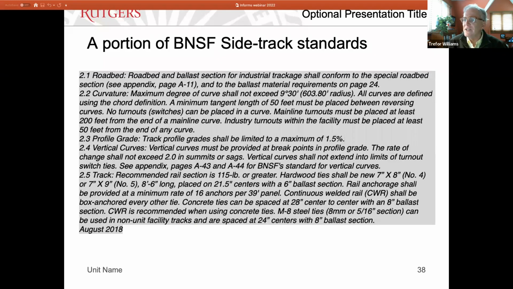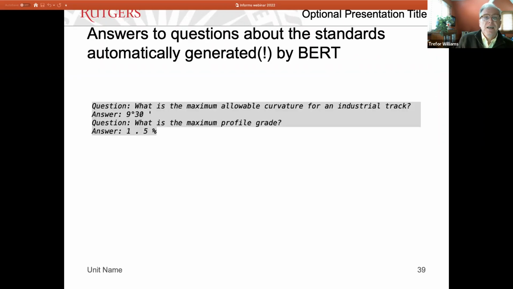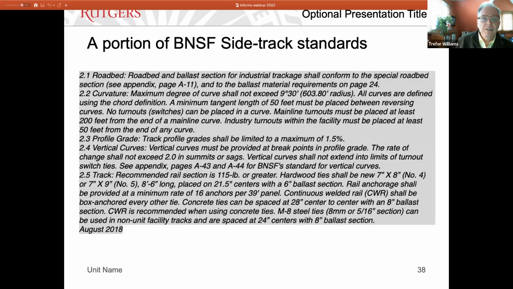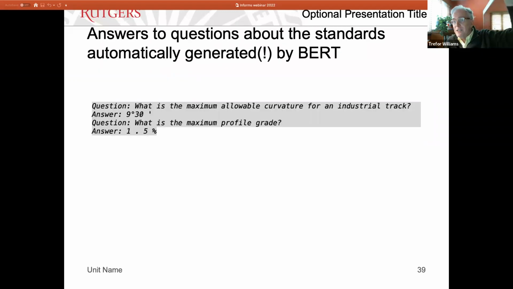BNSF has sidetrack standards, and they're all over the internet. So I downloaded it, and this is my sole input to my transformer model. And I also input the questions. So, what's the maximum allowable curvature on an industrial track? And if you see, we go back, it's 9 degrees, 30 minutes. So you input the text, you input the questions, out pops the answer.